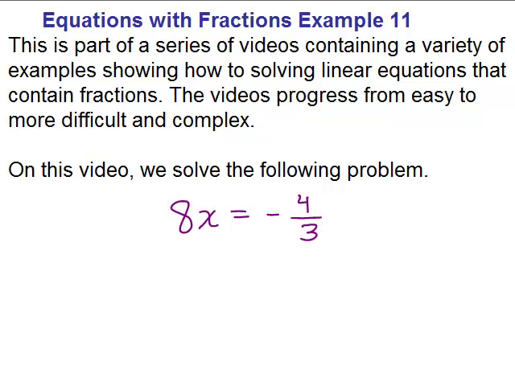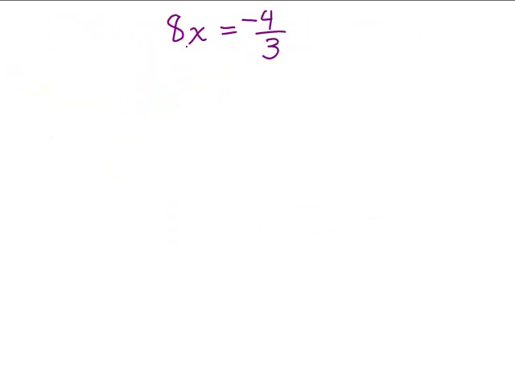This is example 11 in our series of solving basic equations with fractions, and we're going to do this problem on this video. Okay, so we have 8x equals negative 4/3. You could divide both sides by 8, but it's kind of confusing because you have a fraction on the other side. So it's probably easier to multiply by the reciprocal. Keep in mind that dividing by 8 is the same thing as multiplying by 1/8. So if we multiply the left side by 1/8, we multiply the right side by 1/8.